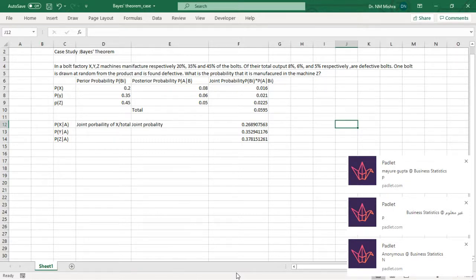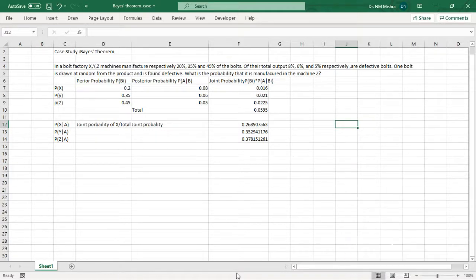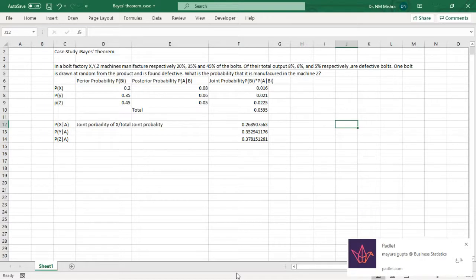Please, all of you open it. Suppose ABC is a factory, and in that factory there are 3 machines: X, Y, and Z. Am I clear? These 3 machines are manufacturing the total bolts, because it is a bolt factory. Suppose the factory manufactures 1000 bolts per day. Then 20% means 200 bolts are manufactured by machine X.